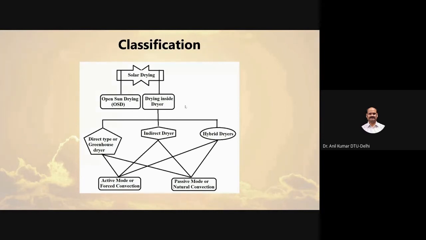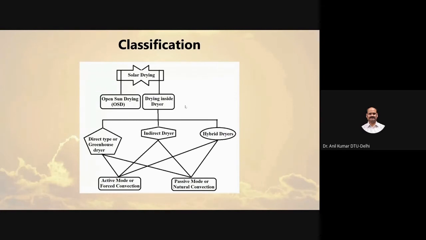Sometimes we also use storage media, because the sun is an intermittent source of energy, and during the daytime it is fine. If we want continuous drying, then definitely we need solar storage devices also. So direct, indirect, and hybrid drying systems are classified based on how the agriculture produce or the object to be dried is exposed. And then there are the active and passive modes.